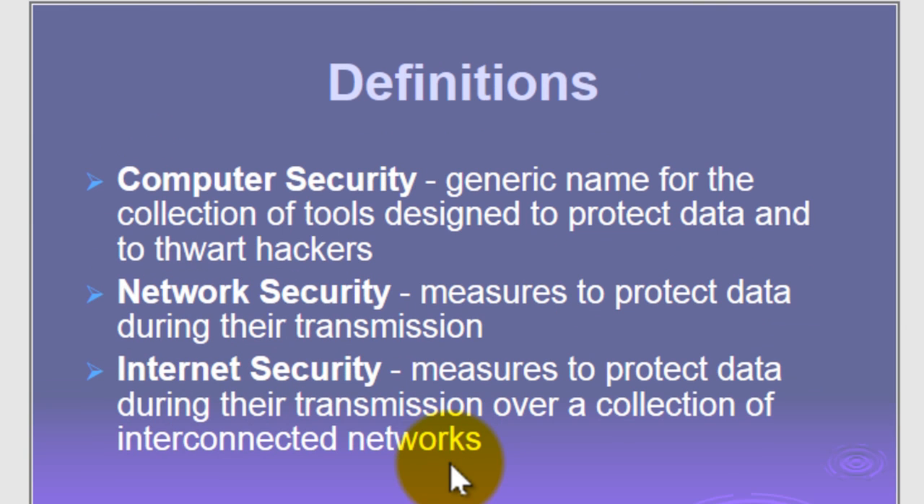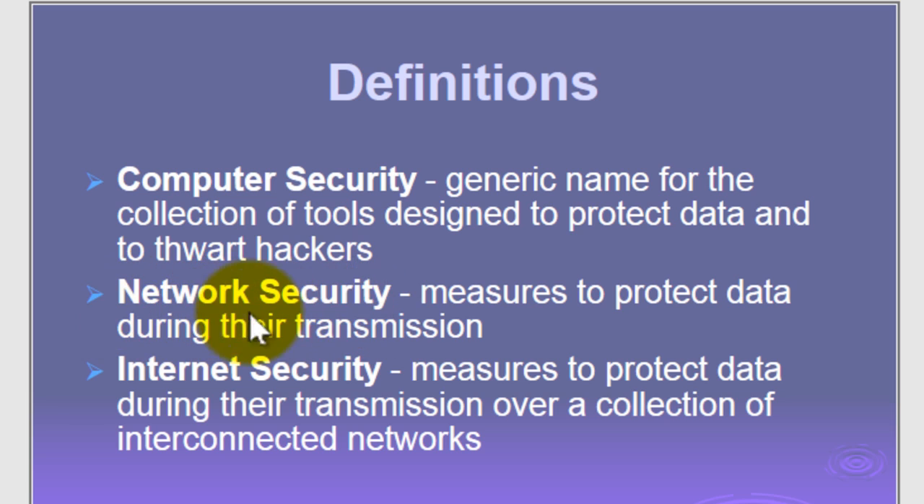Some definitions are given. Let us see what computer security is. Computer security is a generic name given for the collection of tools to protect your data and to protect it from hackers. So computer security is merely a collection of some automated tools which will protect your own system. That is called computer security.